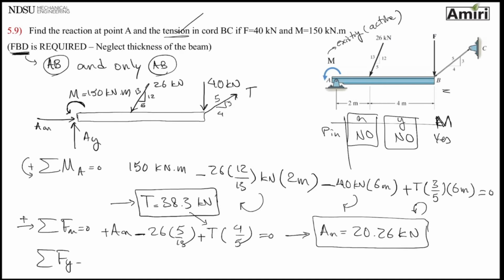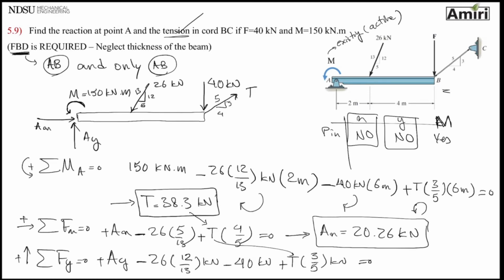And the last equation that I have left and I'm going to use is sigma Fy equals 0. Anything that is in vertical direction right off the bat starts with AY. Moving on, the vertical component 12 over 13 of this force pointing down, so that's minus. Get to the 40, that's pointing down, so that's minus. Get to the T 3 over 5, that's pointing up. There we go. Again, I have the T as 38.3. The only unknown is AY. So I'm going through these a little bit quicker because I've explained them in previous problems.